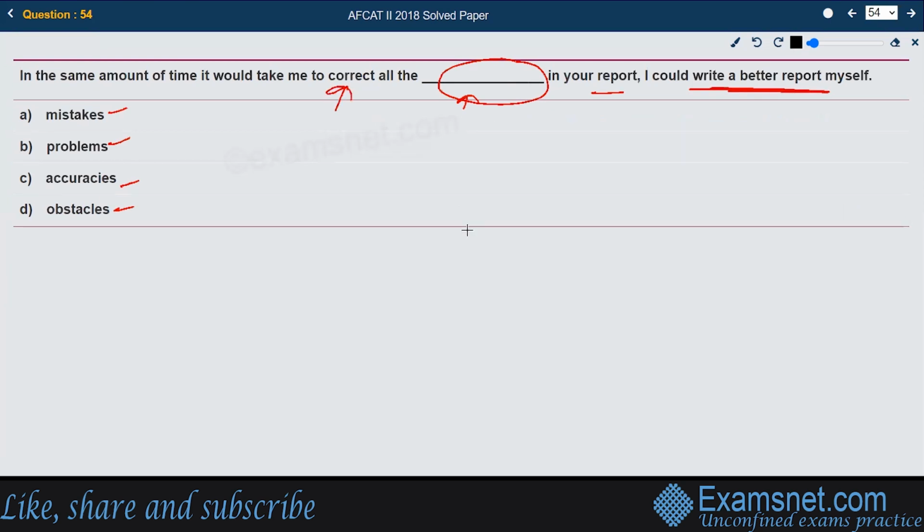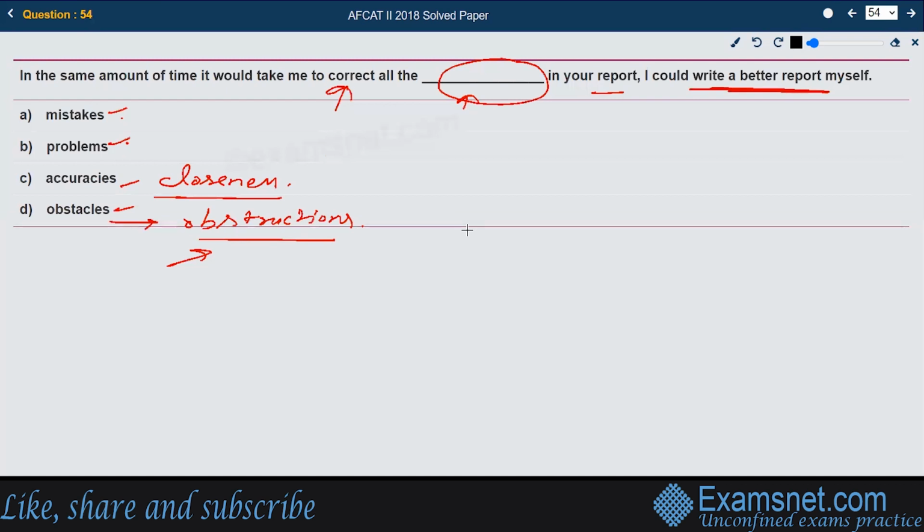Let's explore the option. First is mistakes, then is problems, then is accuracy, and then is obstacle. Obstacles means obstructions, that are stopping something to happen. Accuracy is closeness, how much close you achieve your target. The closeness towards the target is called accuracy. Problems is a very well known word, there's no problem with that. Now the word is mistake.